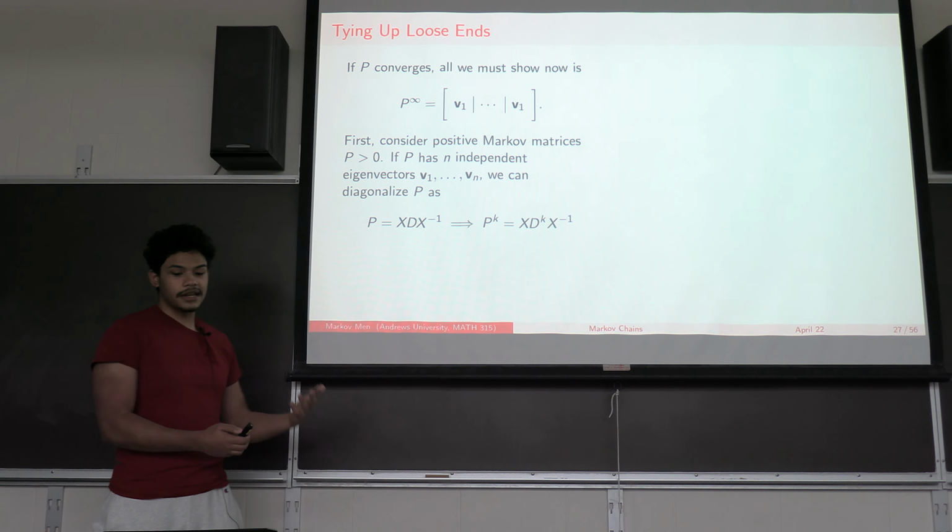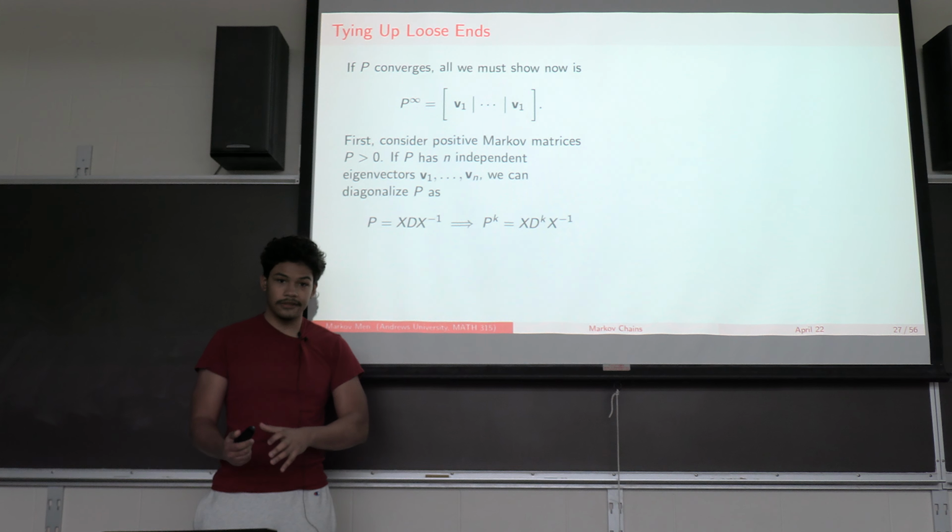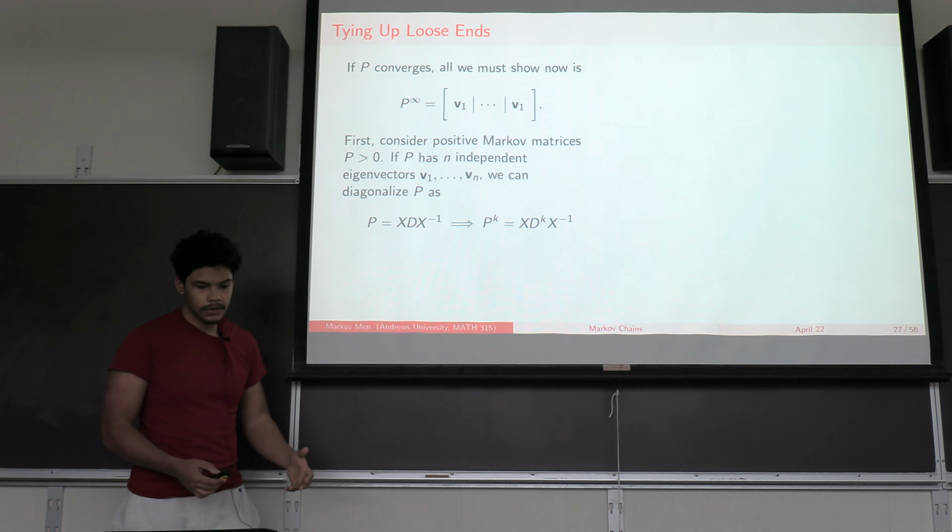We know then that if this is the case, we can diagonalize P as X D X inverse, where D is our diagonal matrix whose entries are the eigenvalues of P. Then, very reminiscent of before, we can calculate the powers of P by simply taking the powers of this diagonal matrix and multiplying it in this product.